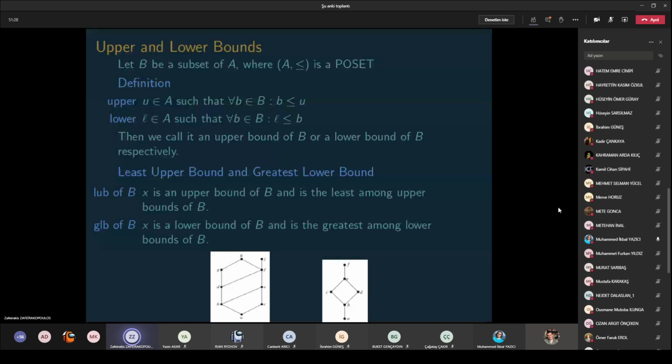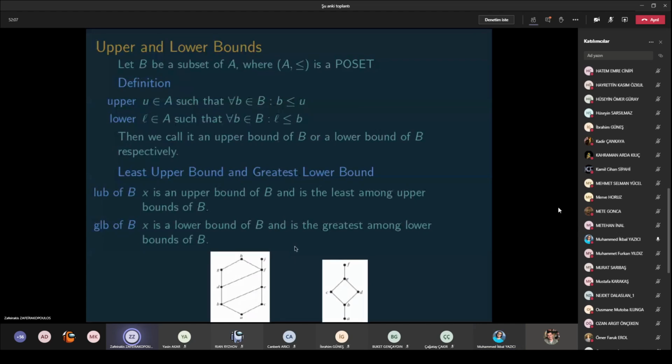H and J are at the same height. It doesn't matter. The point is that they are not comparable. I understand. So F is the least upper bound because it's smaller than H and smaller than J. These are all the upper bounds, and F is the smallest among them. So it is the least among upper bounds of B. Right? Thank you, George.